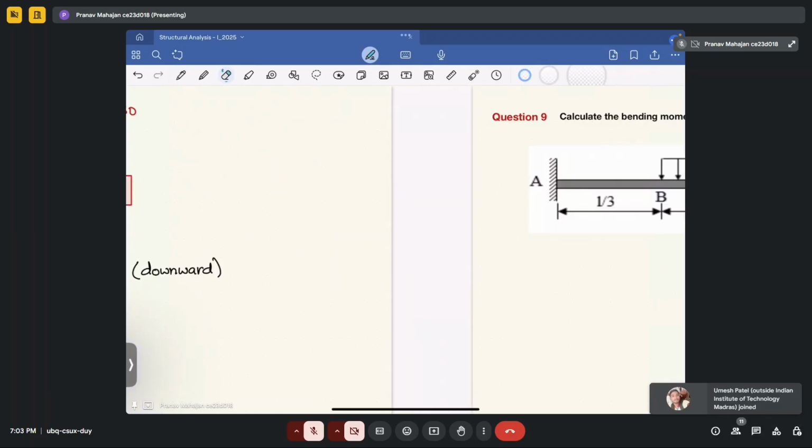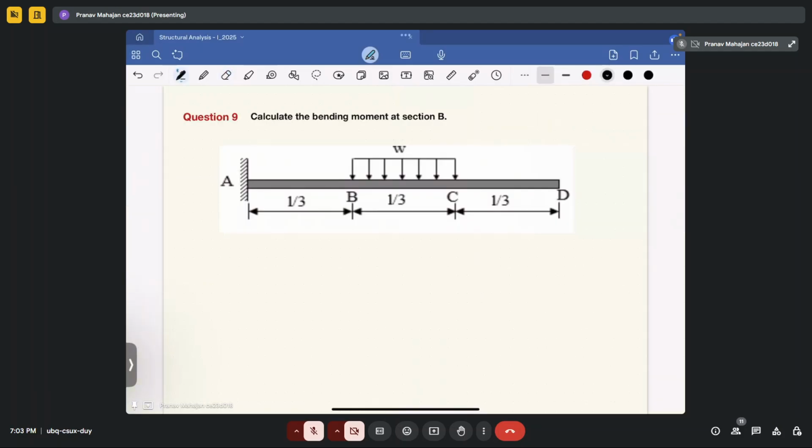Another question is, you have to determine the bending moment at section B. So in this case, you have to determine the bending moment at this particular section. Okay, so the bending moment at point B, how will you calculate it? In this region CD, no bending moment is acting, so the bending moment will be 0 in this range. So the bending moment at B will be equal to the bending moment in BC.